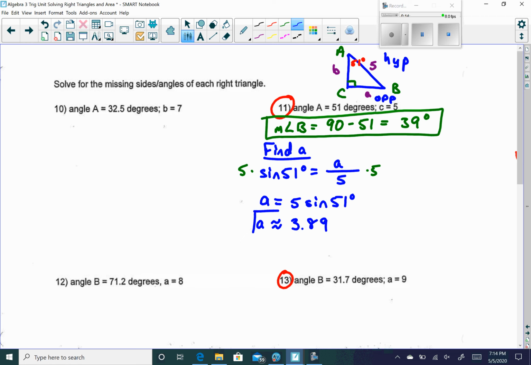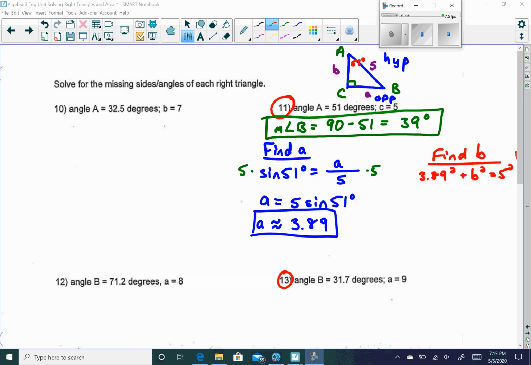So here is our second answer for side A. Now that we have side A, we could just use the Pythagorean theorem to help us find side B. But notice our hypotenuse is given, so we're going to take 3.89 squared plus b squared equals 5 squared. You guys go ahead and pause the video and calculate this. I'm just going to write this step out.